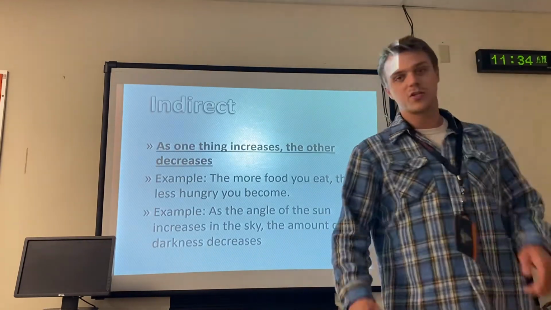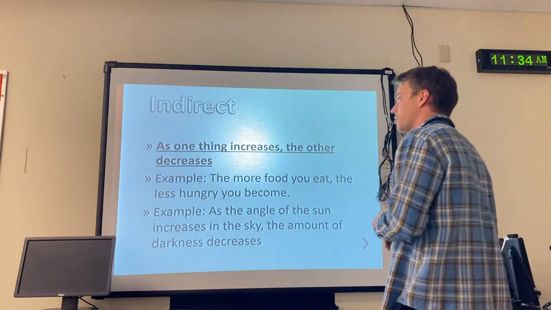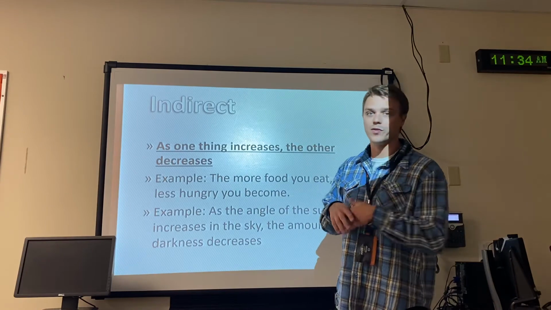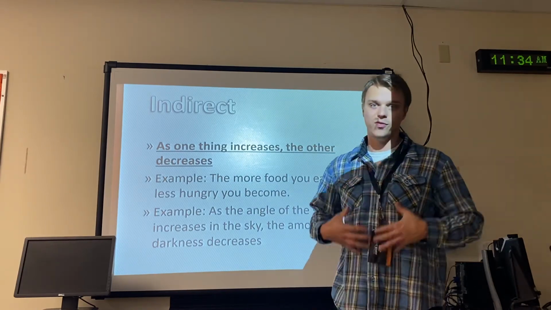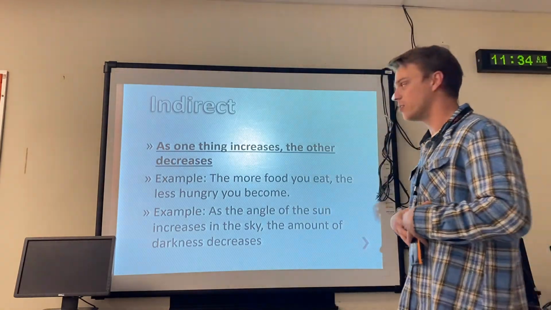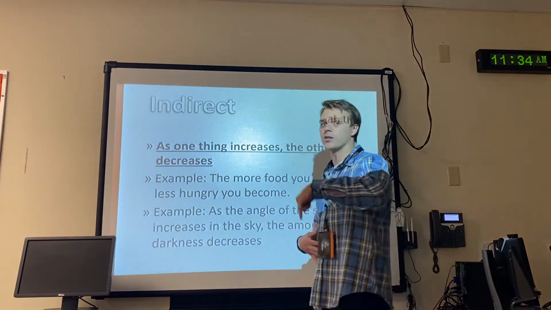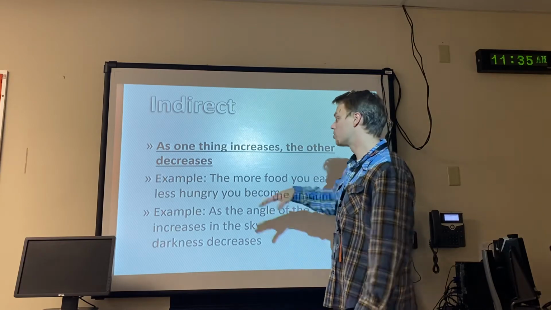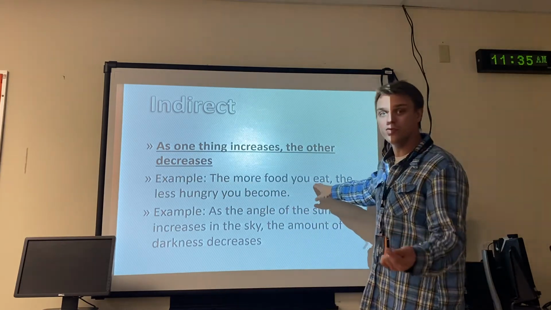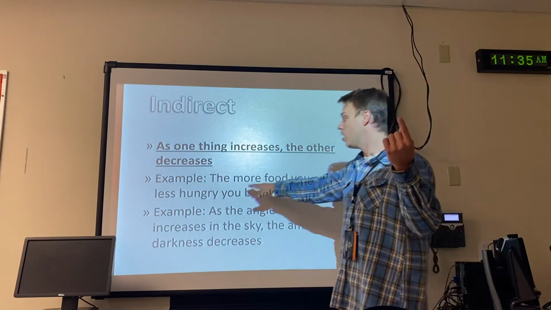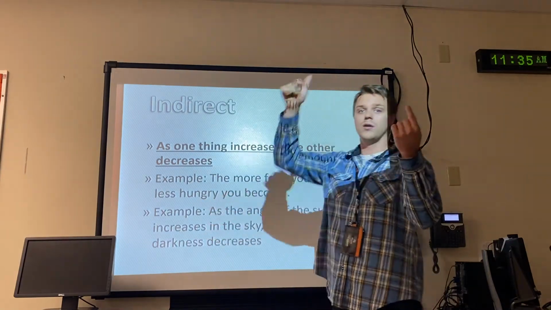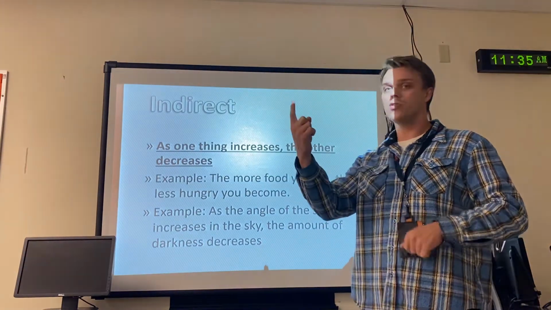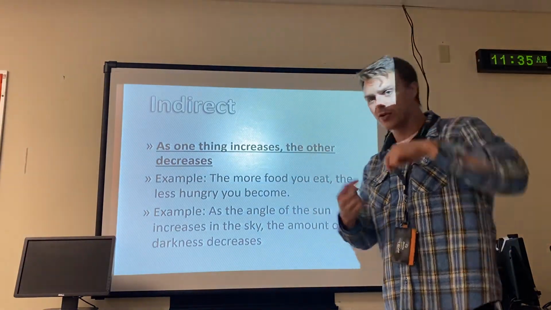An indirect relationship is the opposite of a direct relationship. As one thing increases, the other thing decreases. So in this case, instead of saying the fullness that you feel when you eat, we're going to use the opposite word of hunger, right? The opposite of hungry is full, the opposite of full is hunger. So the more food you eat, as food increases, your hunger or hungriness becomes less, right? So that is going to be an increase for food, while we have a decrease for hunger.